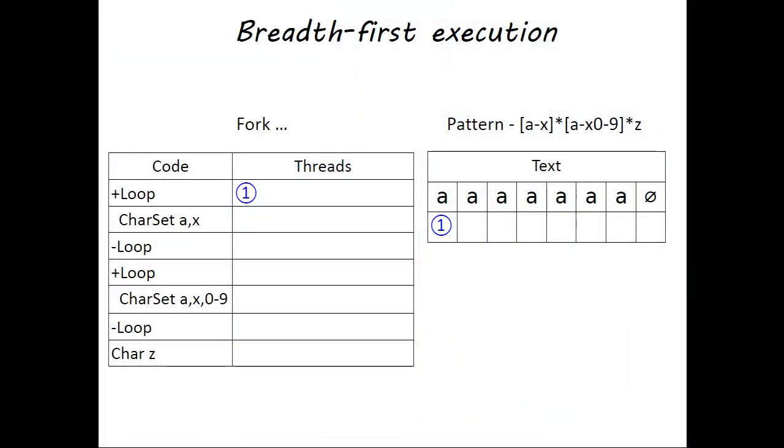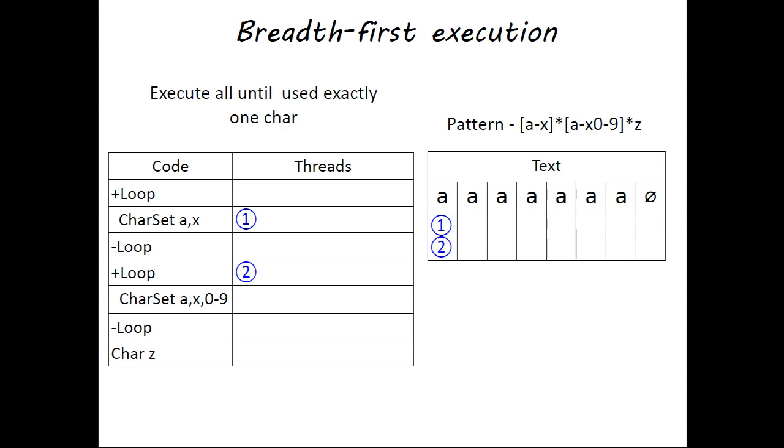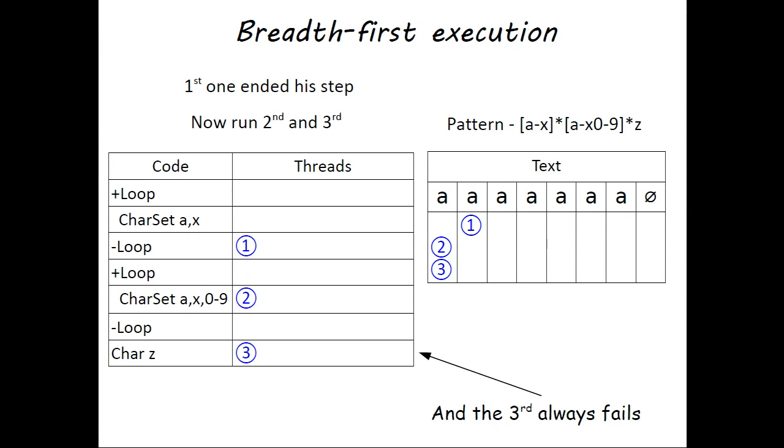So let's try the same pattern, but now we execute threads differently. You see that we also don't have a thread stack, so there is nothing to save. We're going to execute all threads as they happen. So we fork, and we have one thread inside of the loop and one thread outside of the loop. Let's execute the first one until it consumes one character. It gets to the end of the loop, and we take the second one and start executing it. The second one spawns a third thread that sits at the character Z instruction, and it will always fail because there is no such character.